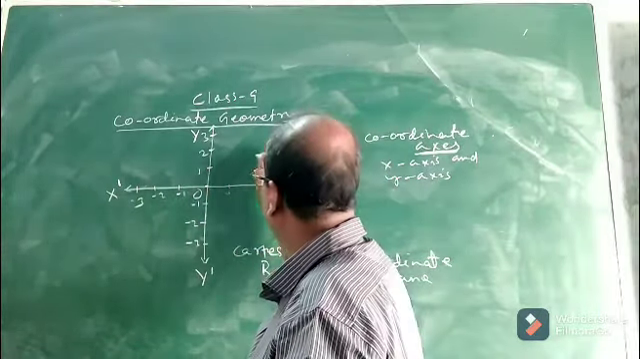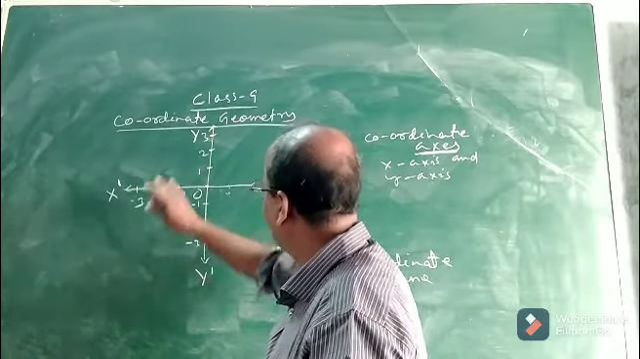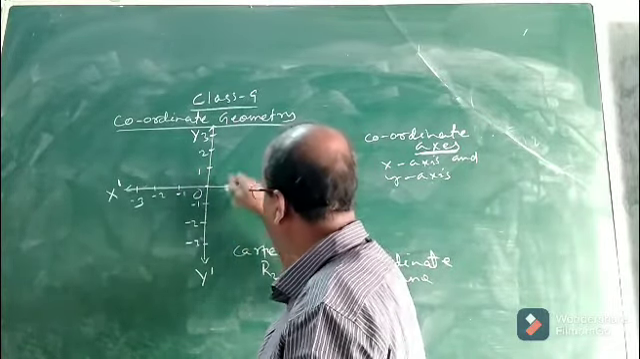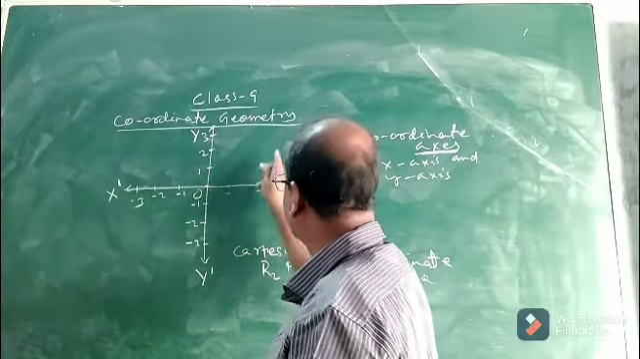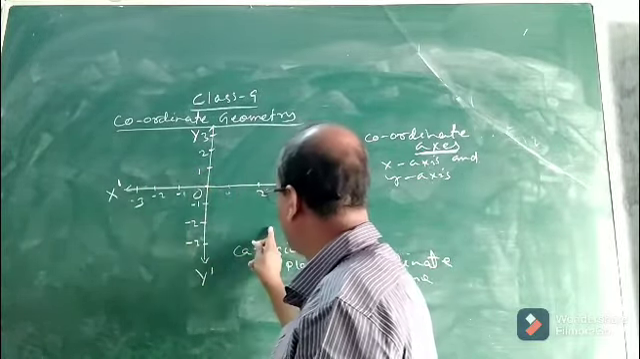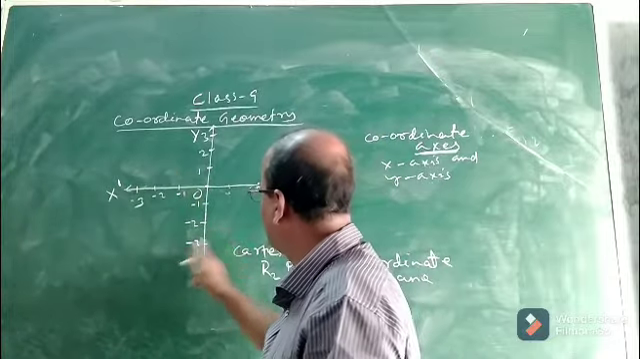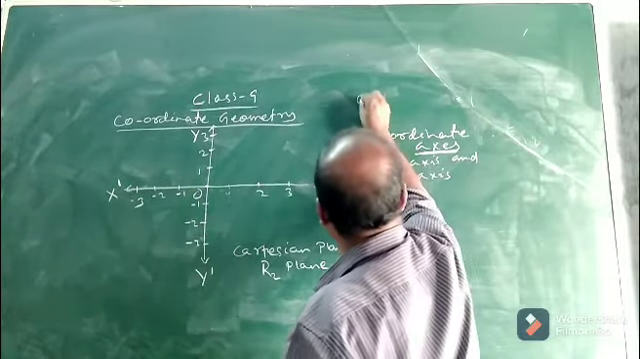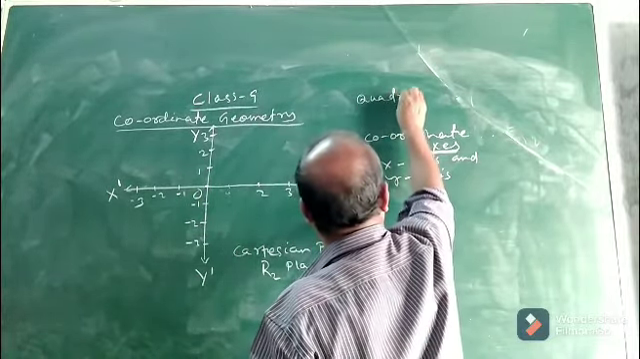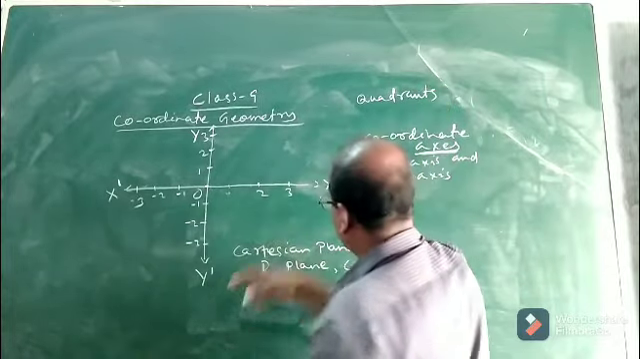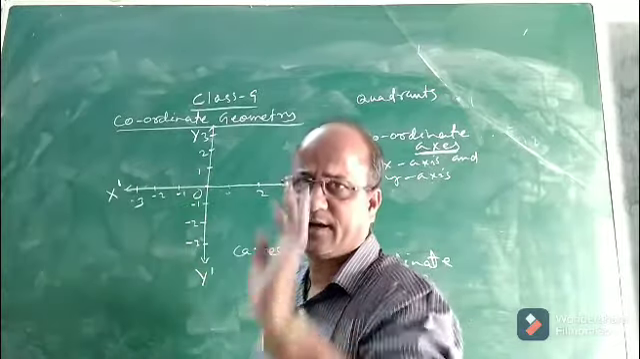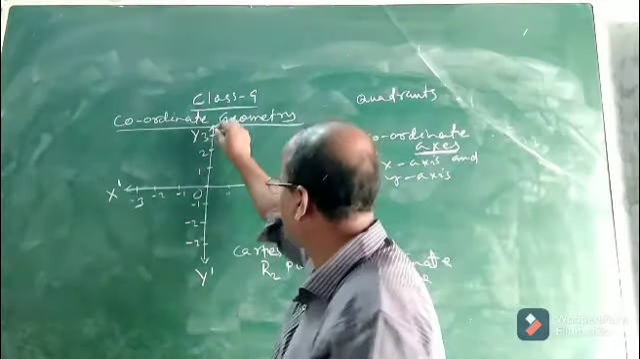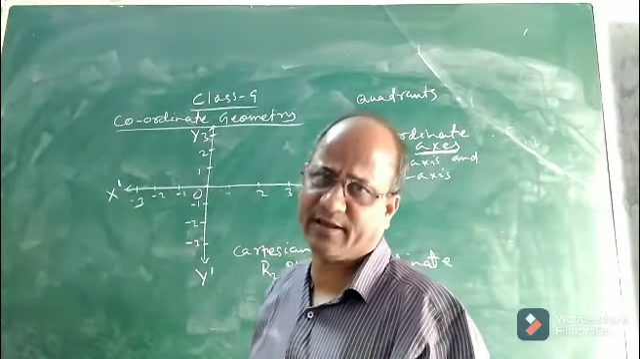Now in this Cartesian plane, when the two coordinate axes intersect, it has been divided into four regions: region 1, region 2, region 3 and region 4. These four regions are called quadrants. That means the whole Cartesian plane has been divided into four quadrants by the intersection of two coordinate axes, namely x and y.